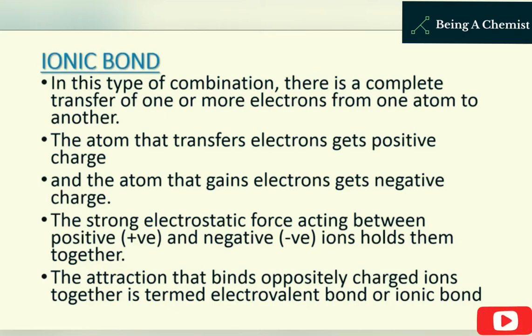Because there is a very strong force known as electrostatic force, which is actually holding these two opposite charges, positive and negative, together. Because of the electrostatic force, positive and negative charges will hold together, and this attraction between the oppositely charged ions binds them together. Therefore, we term the ionic bond as an electrovalent bond as well.